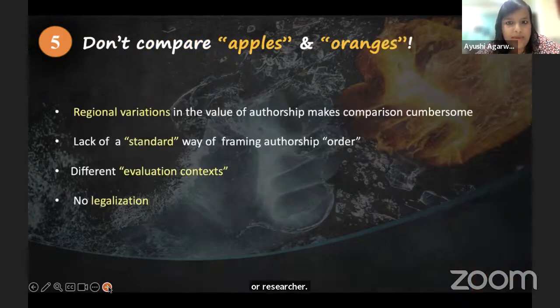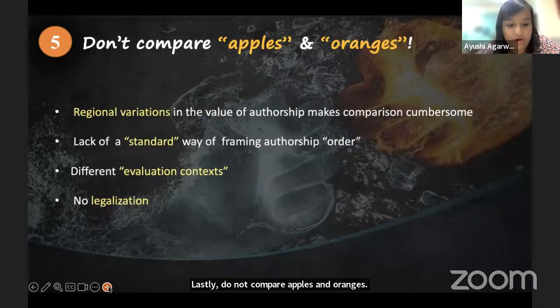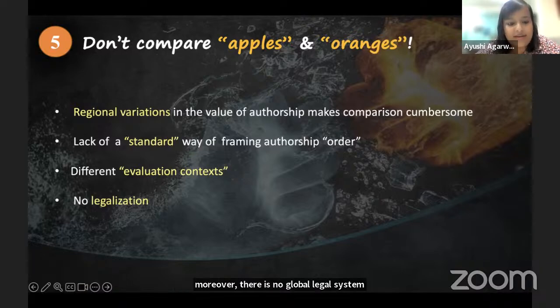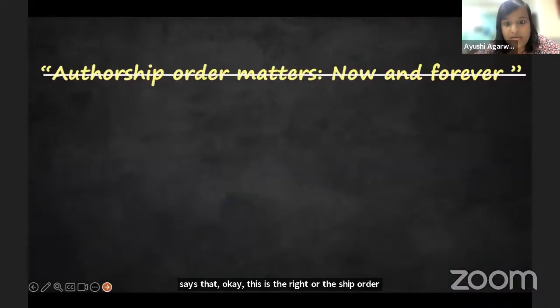Lastly, do not compare apples and oranges. Unfortunately, we do not have a standard way of framing authorship order. And when you take your print of your publications to other parts of the world, the evaluation context changes. There are regional variations that make comparison cumbersome. And moreover, there is no global legal system that says that, okay, this is the right authorship order. So yes, the authorship order is currently a mess, but it is evolving.